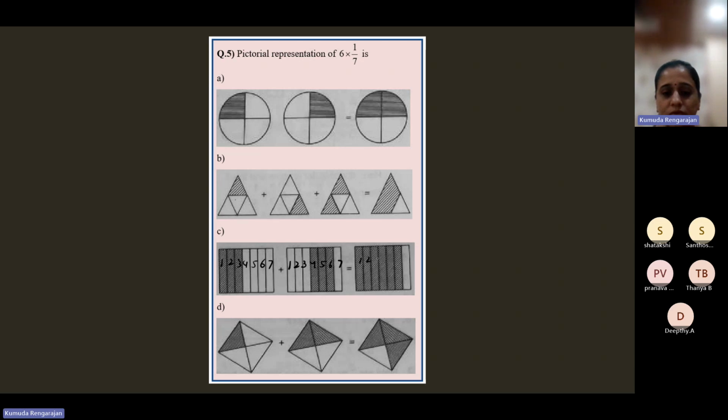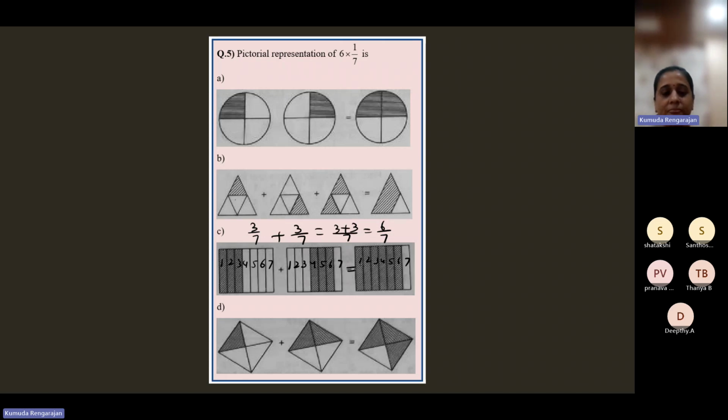1, 2, 3, 4, 5, 6, 7. Now, the first figure represents 3/7, 3 parts shaded out of 7 parts. The second one also 3/7 because 3 parts are shaded out of 7 parts. Now 3/7 + 3/7 is equal to (3 + 3)/7, which is 6/7. And 6/7 is 6 × 1/7. And you can see the answer: 6 parts are shaded. 1, 2, 3, 4, 5, 6.